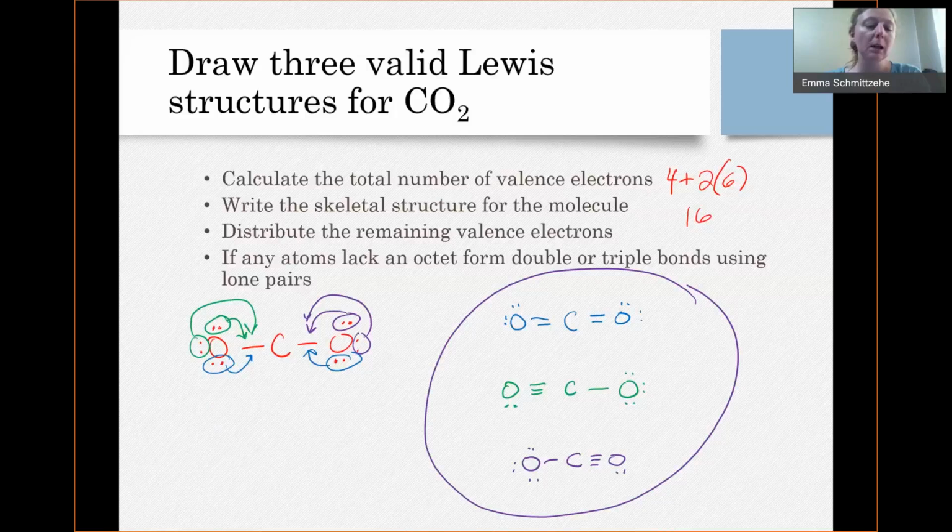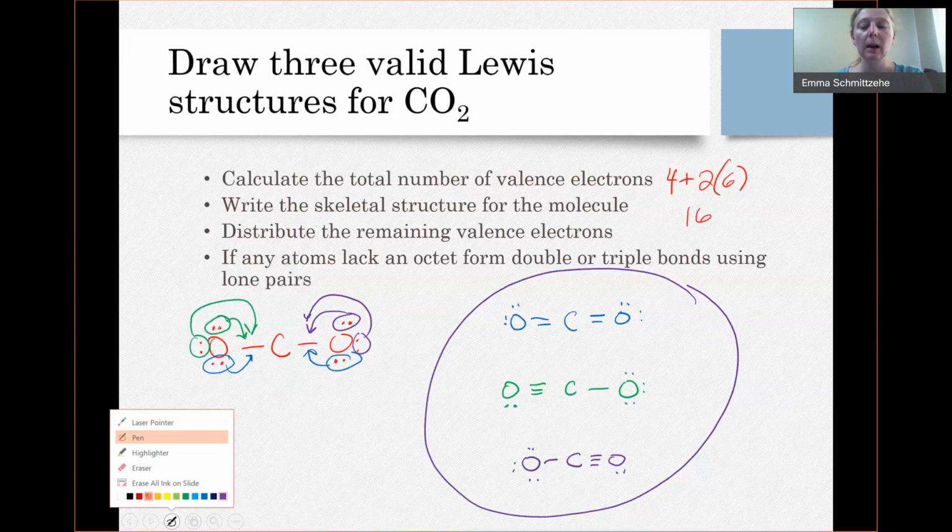Now, sometimes you're asked to draw all the valid Lewis structures, you know, all these resonance structures. Sometimes you're just asked for one. So if you were just asked for the Lewis structure of CO2, you could draw any one of those 3 and they're fine, okay? But those 3 aren't actually equivalent structures.